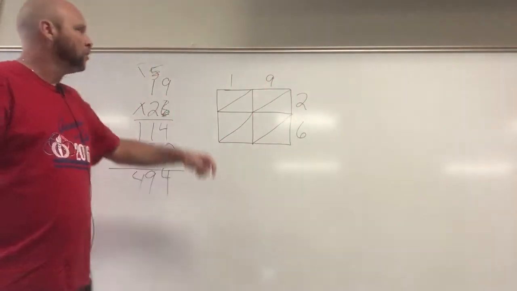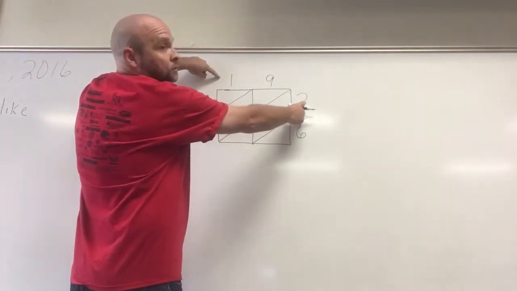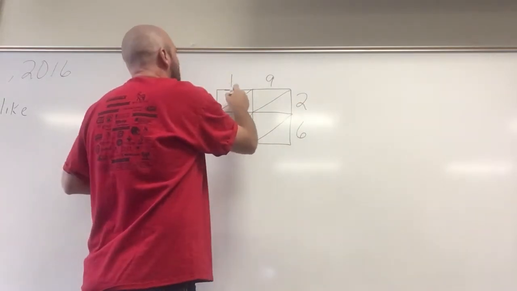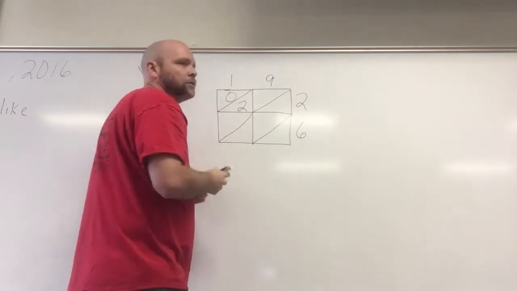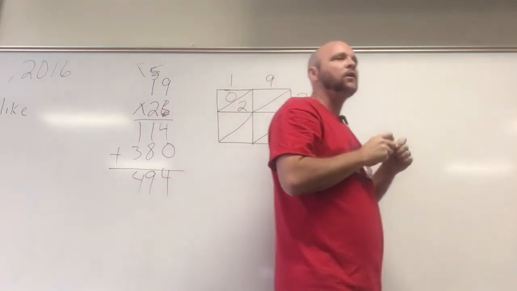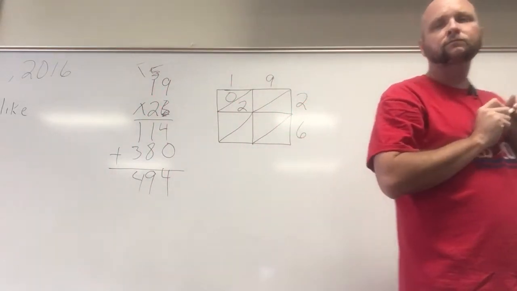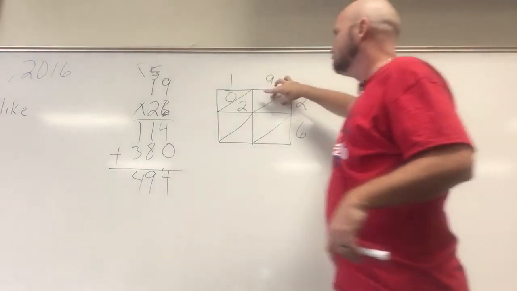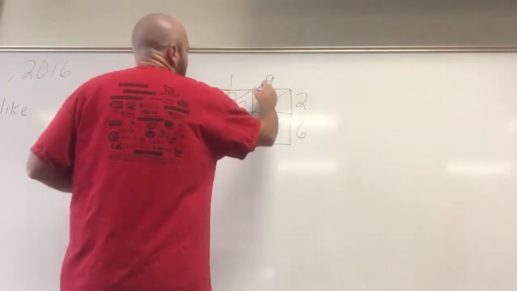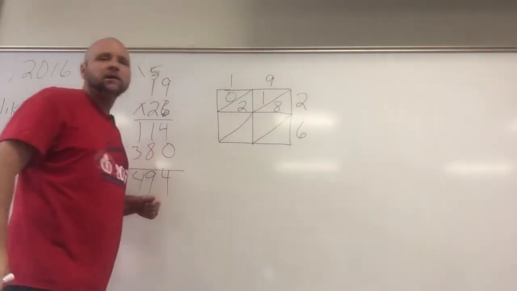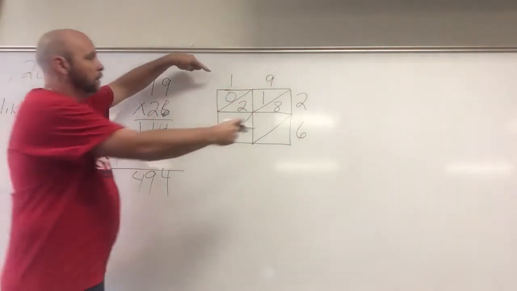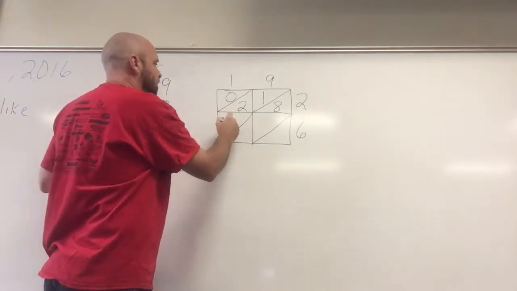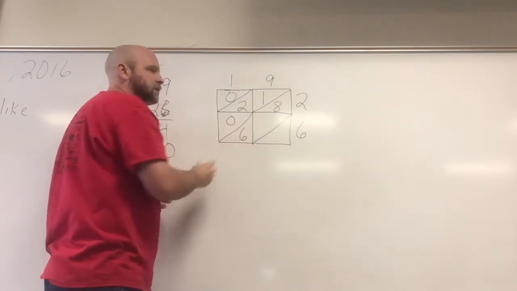And again, just like a multiplication table, 2 and 1 meet here. What's 2 times 1? 2. So I put a 0 and I put a 2. 9 and 2 meet in this box. What's 9 times 2? 18. 1 above the line, 8 below the line. 1 and 6 meet here. What's 1 times 6? 6. A 0 above the line and a 6 below the line.